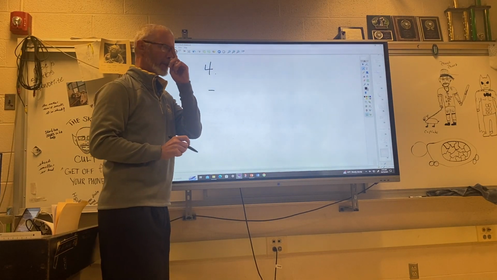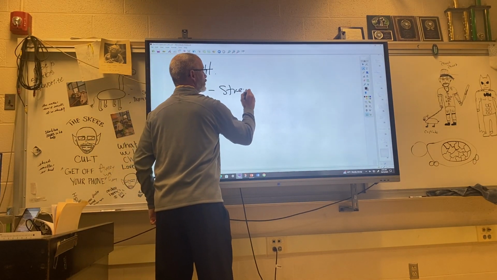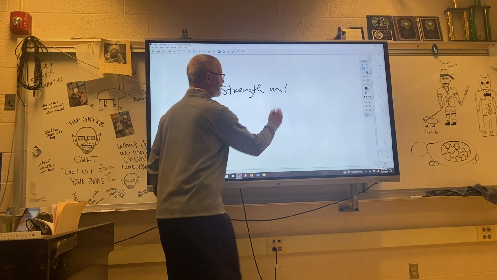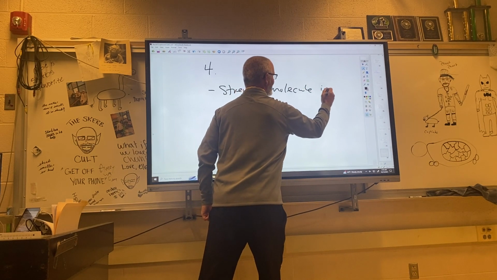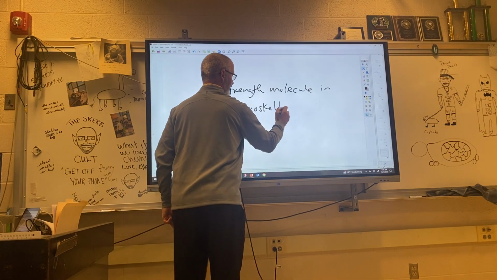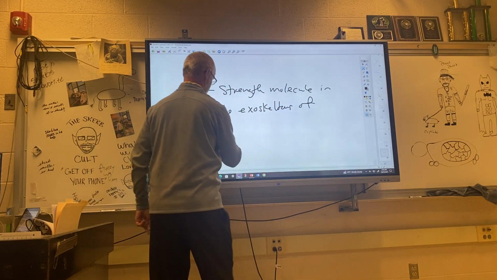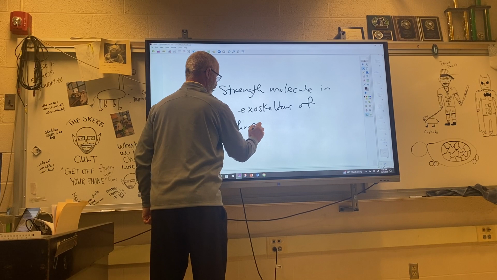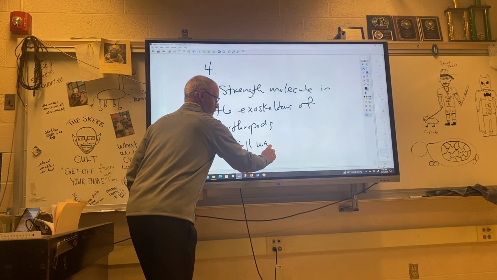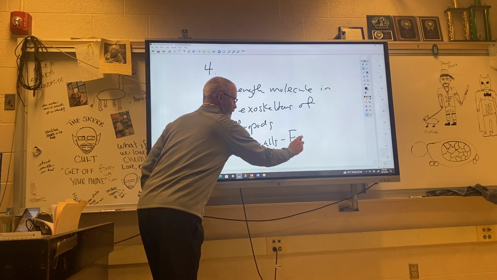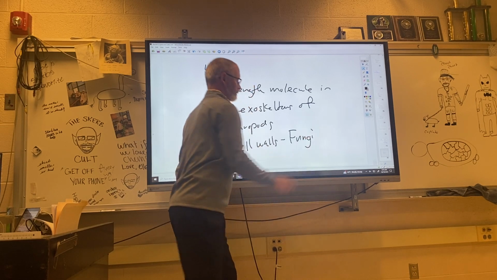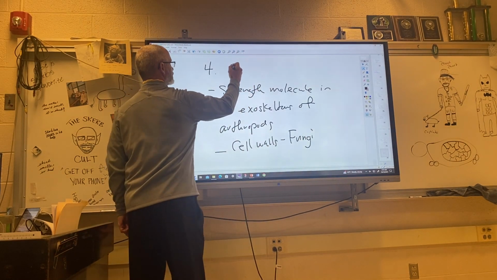Does anybody remember the name of the strength molecule? Chitin. Stop chitting around. Molecule Chitin. In the exoskeletons of arthropods. You will also find this stuff in the cell walls of some fungi. You can say fungi or whatever you want, it's okay. That's a U. And that is chitin.